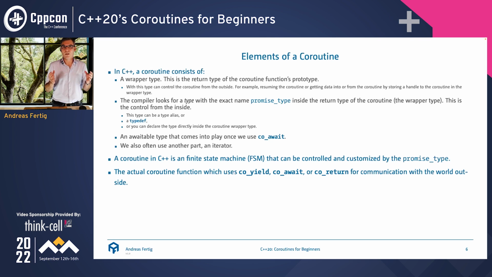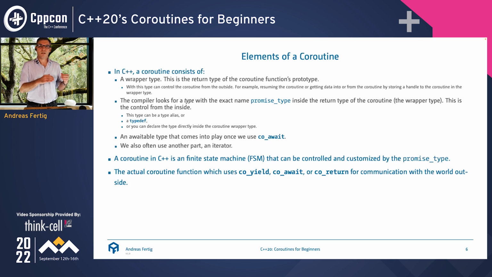That's possible as well. And then we have to give it the exact same name. Okay, so these are the two main things a coroutine requires, at least. And then we have two optional items. We can have an awaitable type, which comes into play when we use co_await. When we wait for something in the coroutine, then this keyword co_await comes into play.